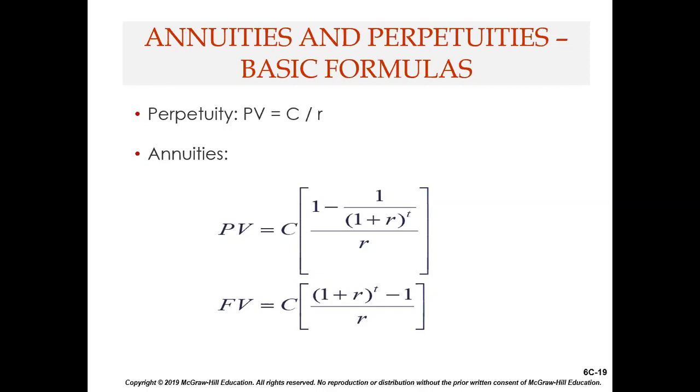What if you want to know, if I put the same amount of money away at the end of each year for 10 years, what will it accumulate to given an interest rate? Well, now you're going to take those annual payments, the C, and multiply them by this result: 1 plus the interest rate to the number of periods power, that result minus 1, and then divide that by your interest rate, R. Or you could use your financial calculator.